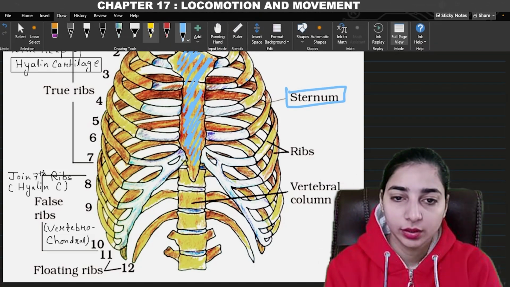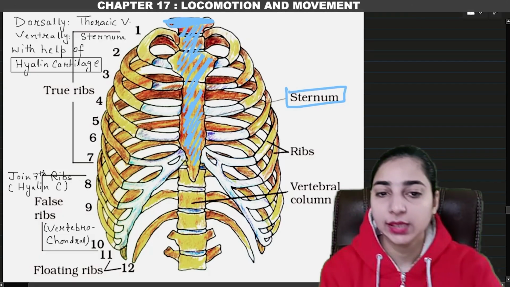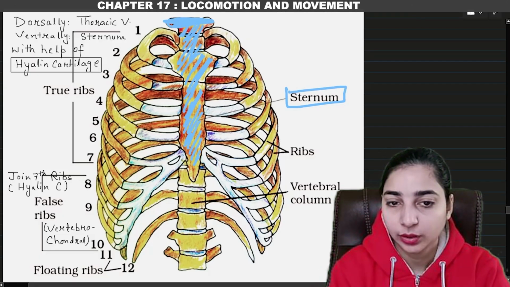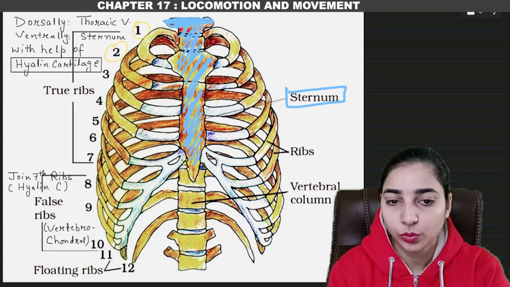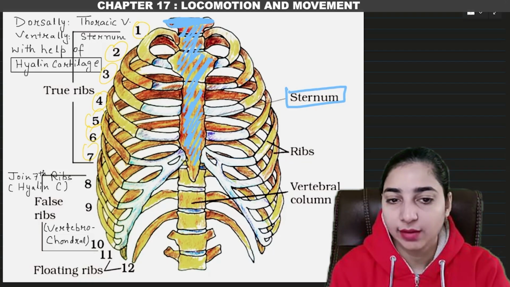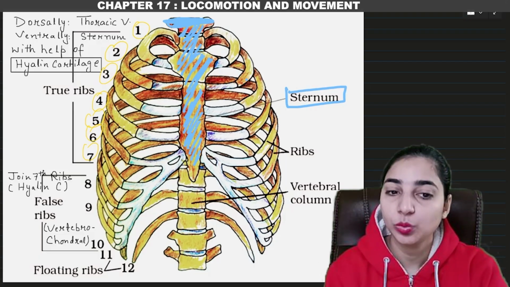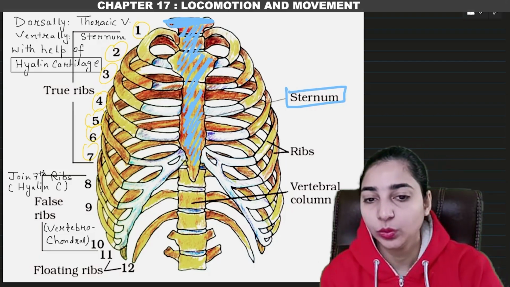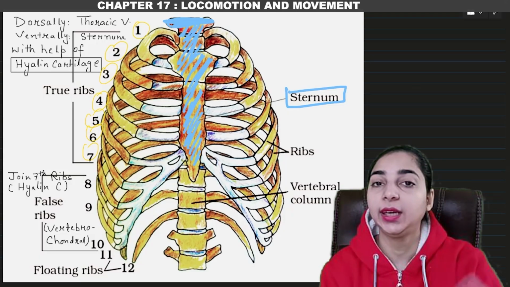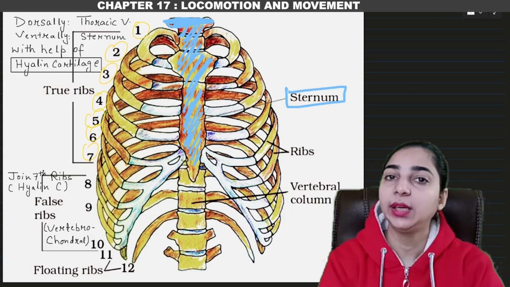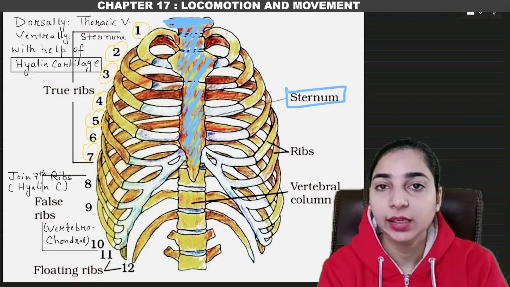Now let's see the first 7 ribs. You can see the number 1, 2, 3, 4, 5, 6, 7. So these 7 ribs are known as true ribs. Why they are known as true ribs? Because these are connected to the sternum on the front side directly. So all the ribs have to connect to the sternum either directly or indirectly.